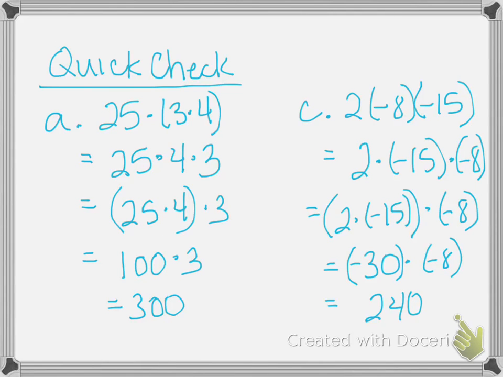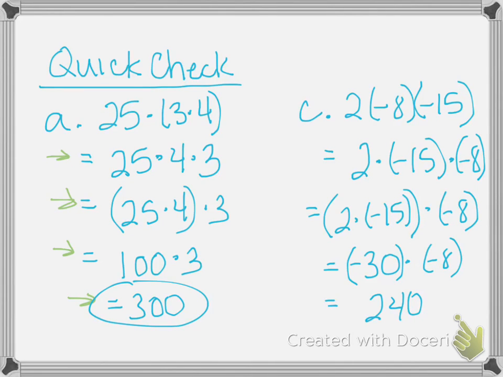Quick check for problem 5, letter A, says use mental math to simplify 25 times 3 times 4. So looking at this problem, you can see that 25 times 4, well, that's 100. That's an easy to multiply problem. So I rewrote my equation using the commutative property and I flip-flopped the numbers, so 25 times 4 times 3. Then I used the associative property to group the 25 and the 4. And then I multiplied within the parentheses, so 25 times 4 is 100, then times 3, and then I multiplied again to get a final answer of 300.